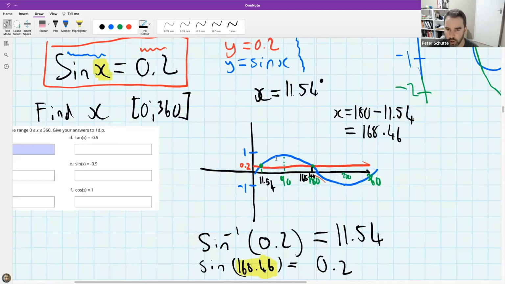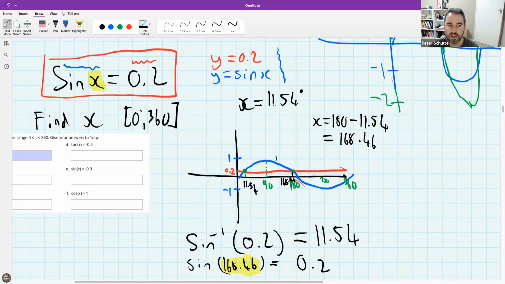So what have we learned at the end of this lesson today? If we're going to deal with trig graphs, we have to learn how to solve trig equations. And when we have trig equations, there can often be more than one answer. And that's because these graphs repeat themselves.